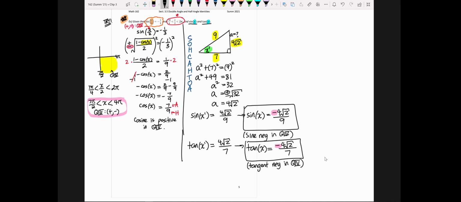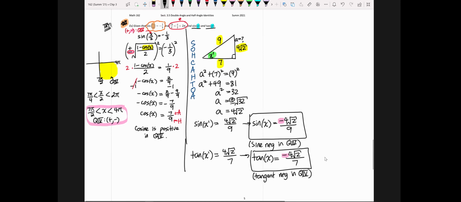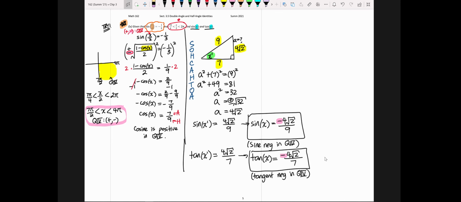Okay. Students, are there any questions with this last problem? So we've seen 2 problems where they give you the exact value of a trig function at either the double angle or half angle. From there, you can find the exact value of any trig function at the angle itself.